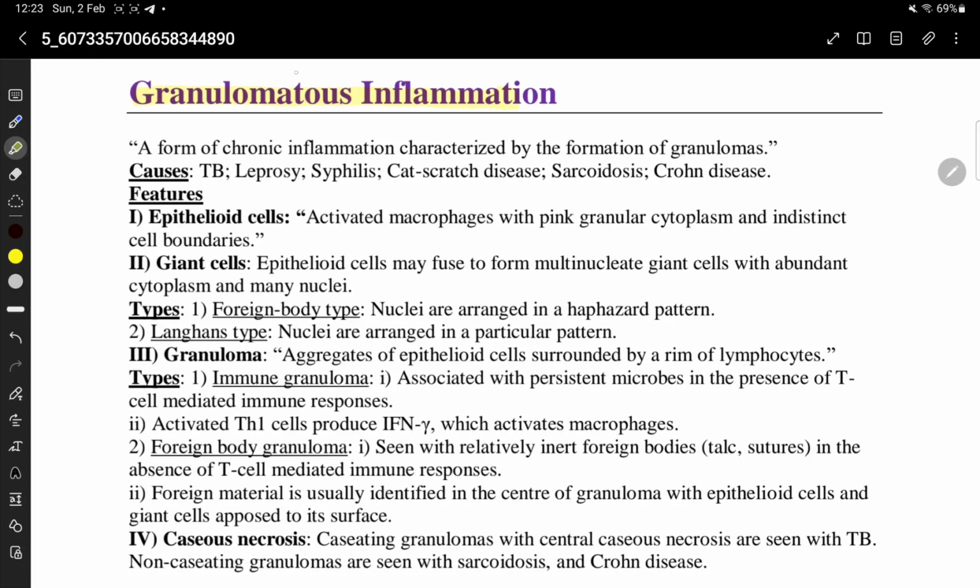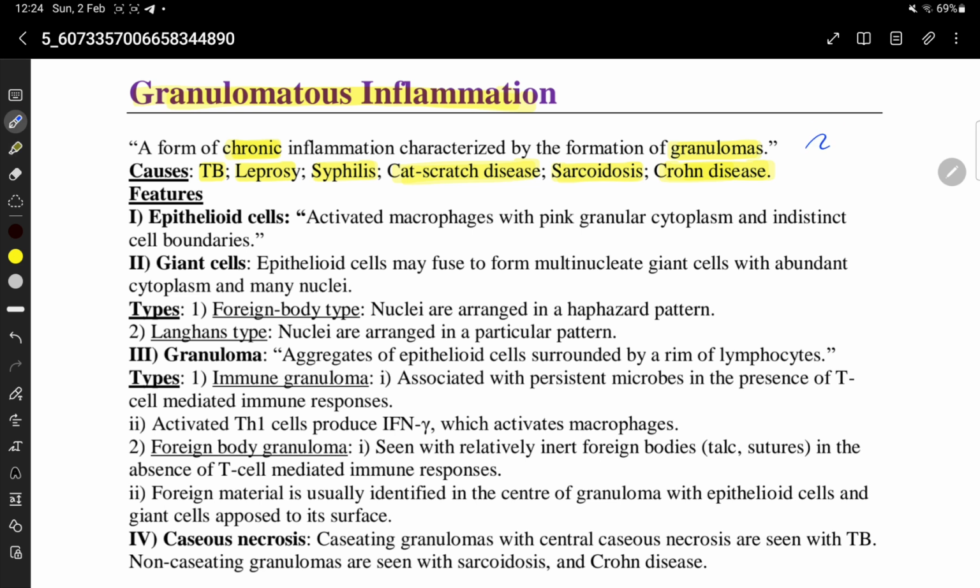Granulomatous inflammation is a form of chronic inflammation characterized by the formation of granulomas. Causes: TB, leprosy, syphilis, sarcoidosis, cat scratch disease, and Crohn's disease.